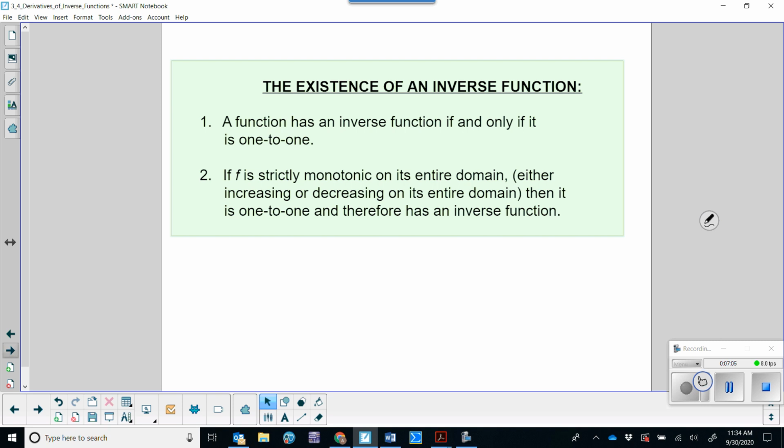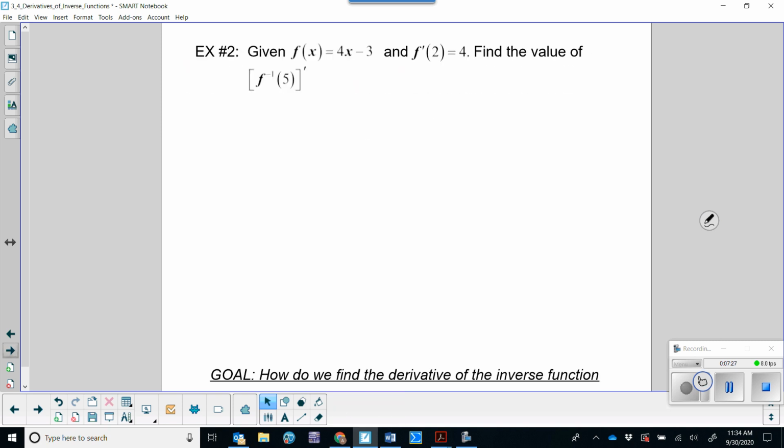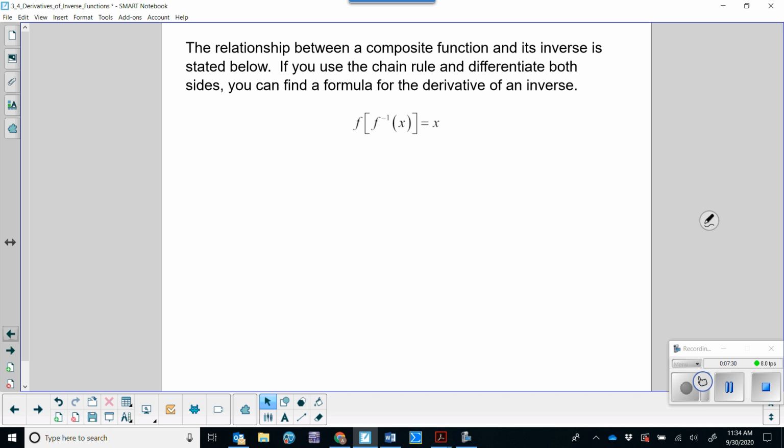So if something is strictly monotonic on its entire domain, meaning it is always increasing or always decreasing, it has to be 1 to 1 and always has an inverse. So for example, a line that is not horizontal or vertical, so it's always increasing or decreasing, always has to have an inverse function. Okay, so anything like that can go quicker to say it has an inverse. Okay, so the relationship between a function and its inverse, remember, was that f of f inverse equals x.